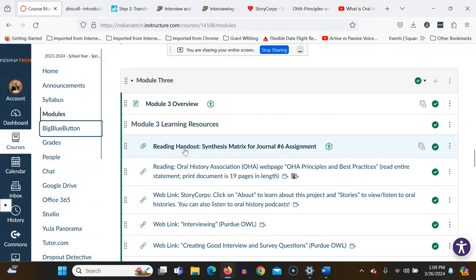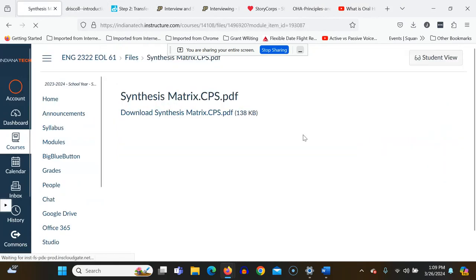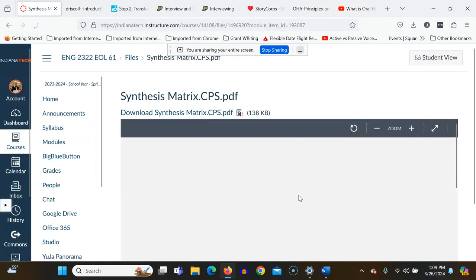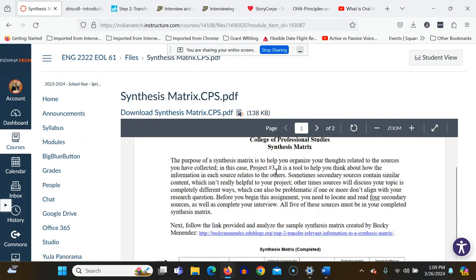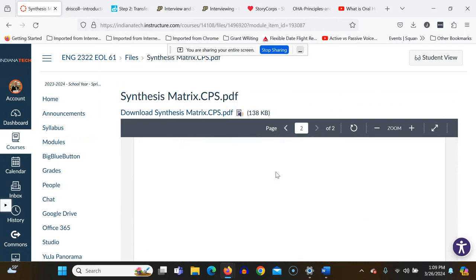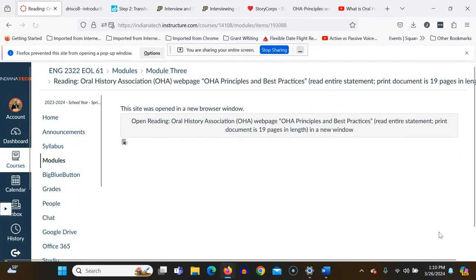Let's go back over here. So that's where I am here. I'm still in module 3, and I've just opened the synthesis matrix to help you take a look at it. Okay, so that's the very first thing we encounter. Now, let's move forward here.